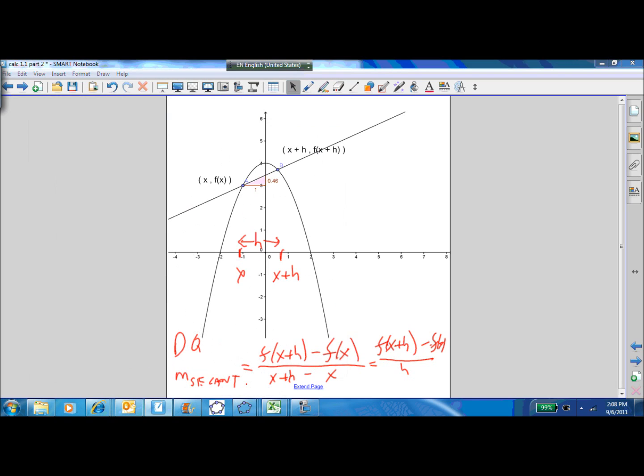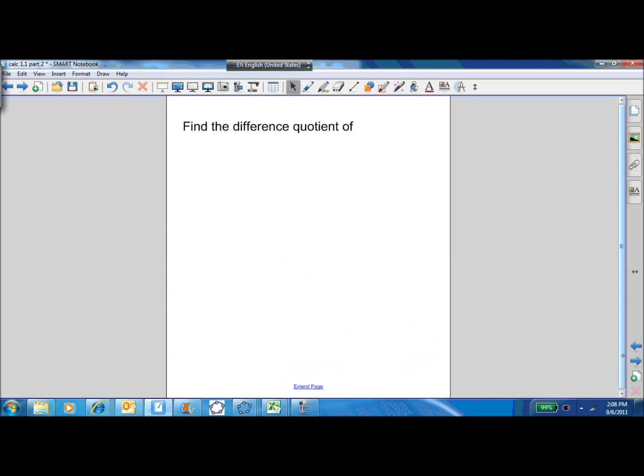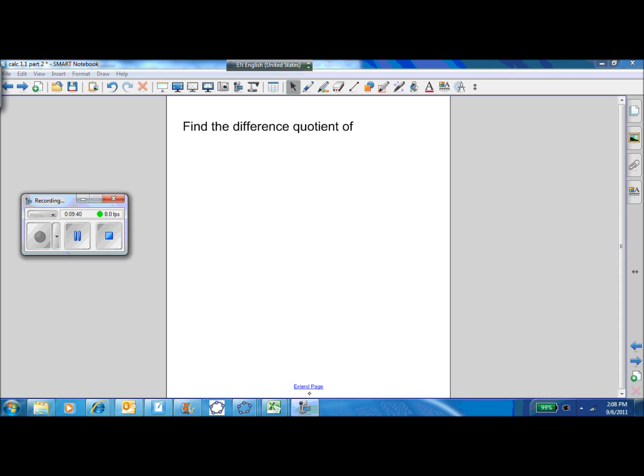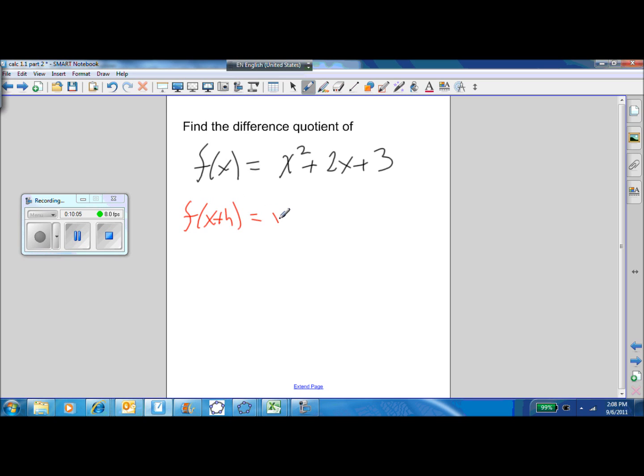Okay, back to our other board. Let's actually try doing a difference quotient now. Find the difference quotient of f of x equals x squared plus 2x plus 3. So first let's analyze what these different things are. What is f of x plus h going to be? Got to be careful there. That's going to be x plus h quantity squared plus 2 times x plus h plus 3. See, I put x plus h in wherever I saw an x.